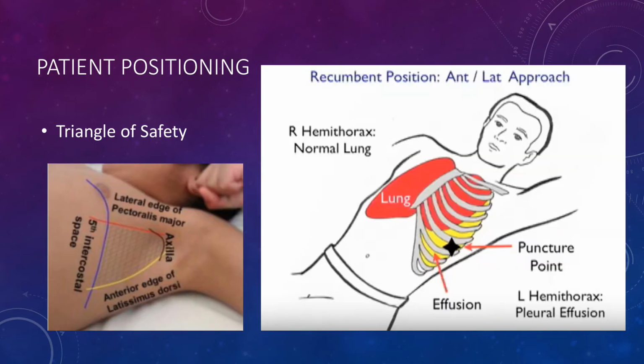When you lay the patient flat, you want to think about the anterolateral approach and the triangle of safety, which is bordered by the lateral edge of the pectoralis major, the fifth intercostal space, the axilla, and the anterior edge of the latissimus dorsi. In this example, there's a left hemithorax pleural effusion, and you want to put your needle into the area of largest fluid pocket.